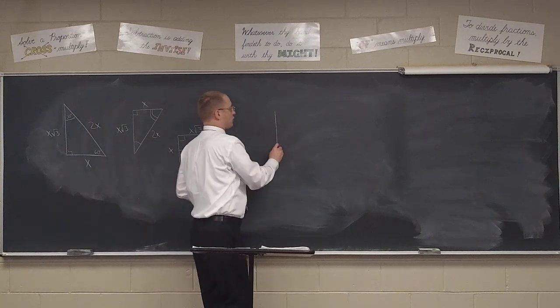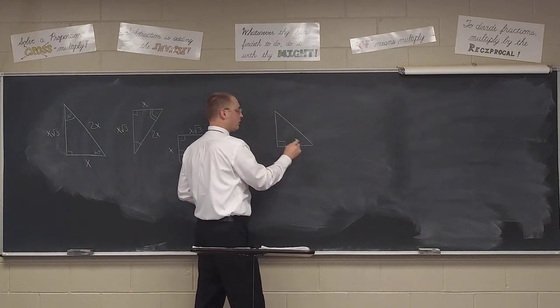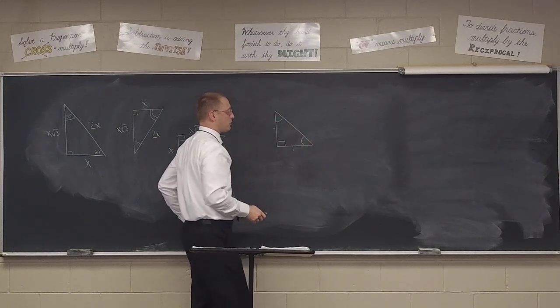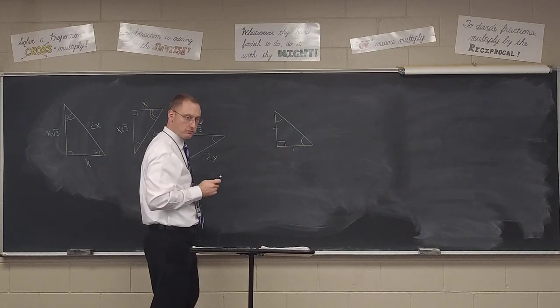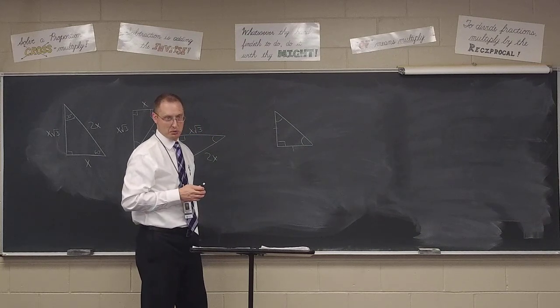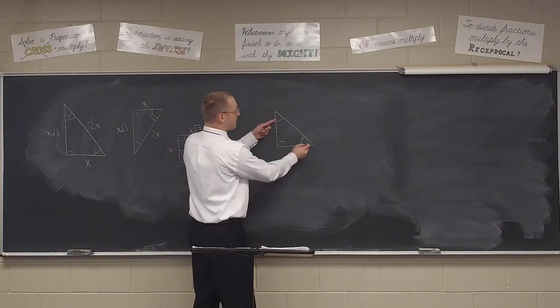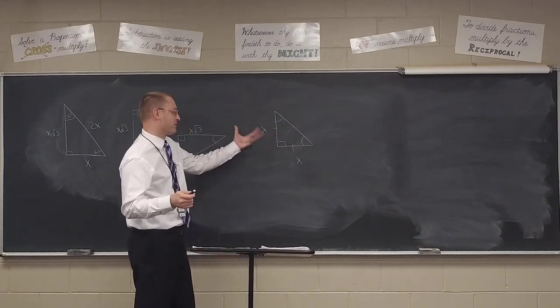The other special triangle is sometimes called an isosceles right triangle, but it's also called a 45, 45, 90. Equal sides, equal angles. Which side gets to be x here, Jamie? The one across from the 45? Well, there's two 45s. Which one? Both. Okay. Both, right? Across from both 45s gets to be x.